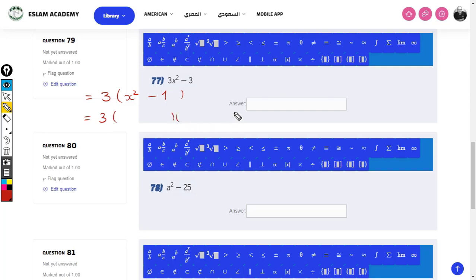You will find that this expression is difference of two squares, because we can find the square root of the first and the square root of the second, and the sign between them is minus. So one of the two brackets will be plus and the second will be minus.